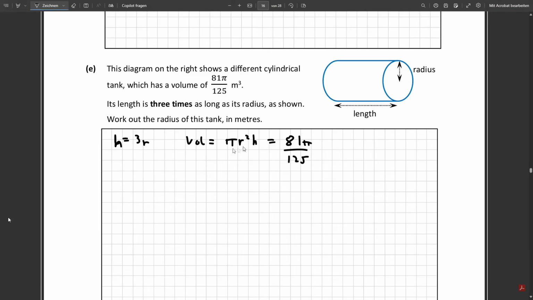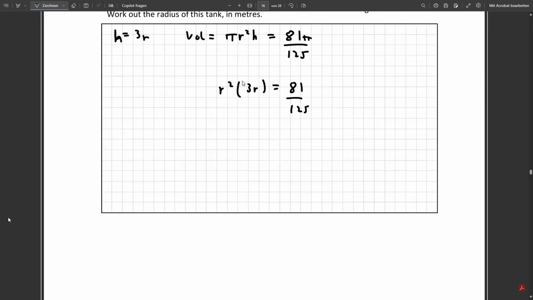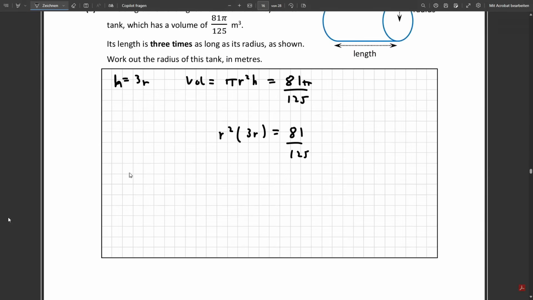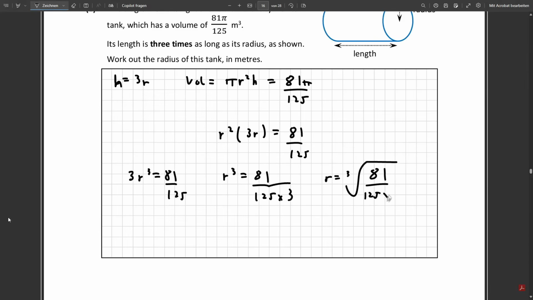So we know in this equation, the pi's can cancel, divide both sides by pi, they cancel out. So r squared, and then h is just equal to 3r. That's equal to 81 over 125. So that's 3r cubed, so we'll have 3r cubed is 81 over 125. Divide both sides by 3, so bring the 3 down as division. And we'll get that r cubed is equal to 81 over 125 times 3. So that means that r is the cube root, or the power of a third, of 81 over 125 times 3.